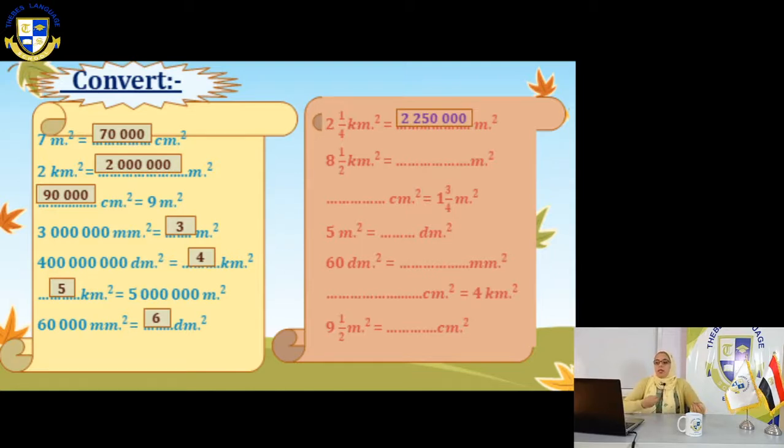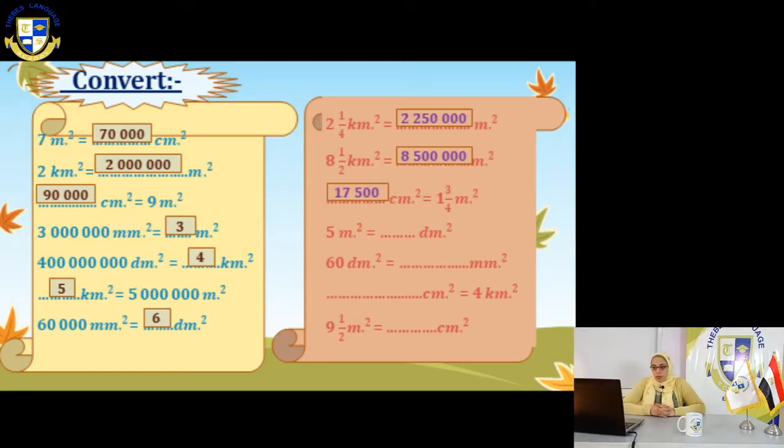8.5 squared kilometer into squared meter. 8 million plus 500,000, it will be 8,500,000. From 1 3/4 squared meter into squared centimeter, we also multiply. 1 will be 10,000, and 3/4 will be 7,500. Add them together, it will be 17,500.